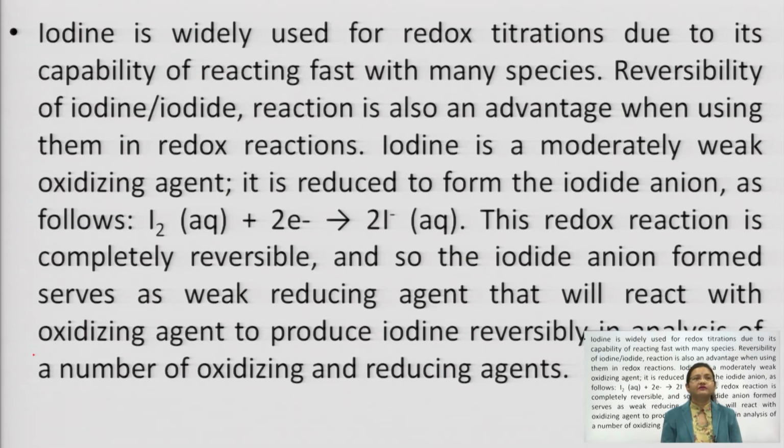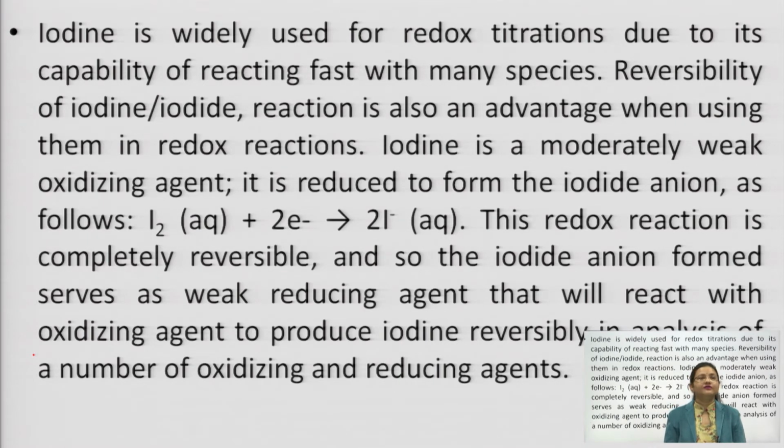Reversibility of the iodine-iodide reaction is also an advantage when using them in redox titration. The second advantage of using iodine as a reagent in iodometry, or redox titration, is that iodine and iodide are reversible with each other. During the reaction, iodine can reverse into iodide form and iodide form can reverse into iodine form, as the chemical reaction may require. So it is also an advantage when we are using iodine in redox reactions or redox titrations.